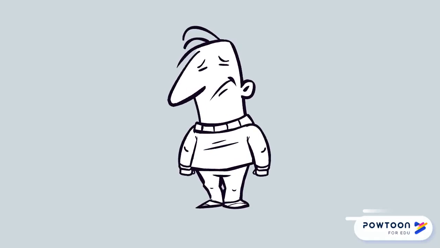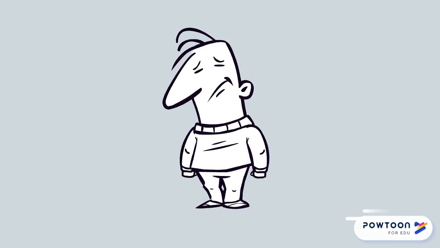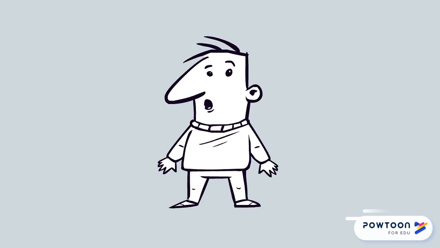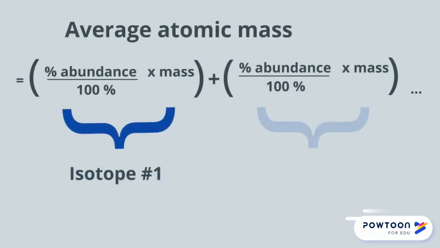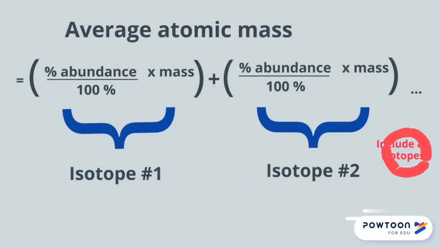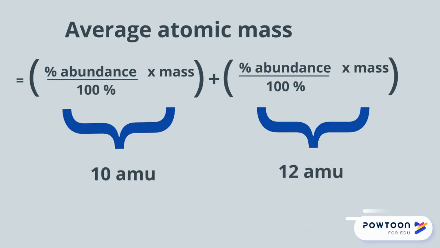Unfortunately, the method that we used above is not practical for chemistry. Even a very small sample would contain several billions of atoms. We will therefore use our percent abundance data for this calculation. Here is the formula for the calculation. For our previous example, we had two isotopes, the 10 AMU isotope and the 12 AMU isotope. We will have two terms in our formula.